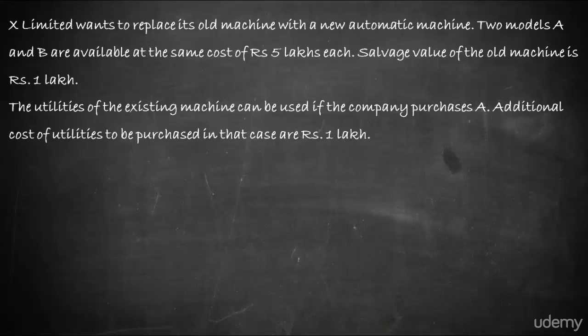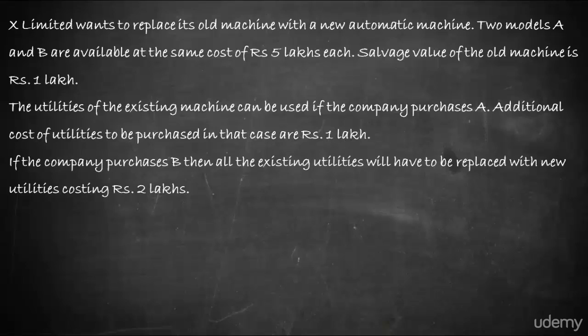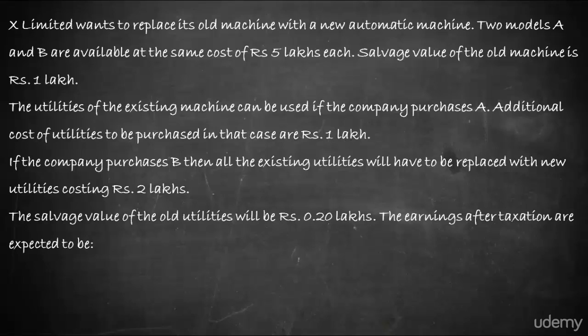Additional cost of utilities to be purchased in that case are rupees 1 lakh. If the company purchases B, then all the existing utilities will have to be replaced with new utilities costing rupees 2 lakh. The salvage value of the old utilities will be 20,000.